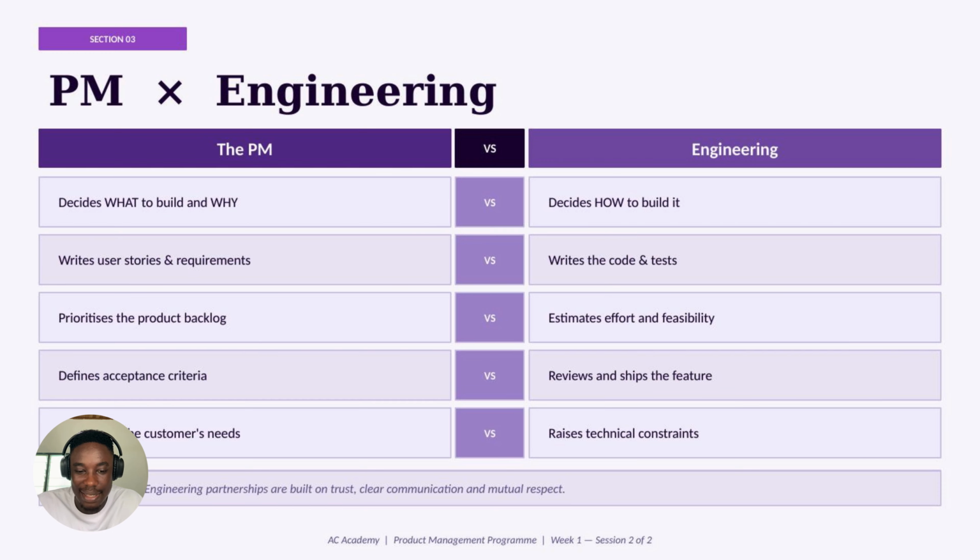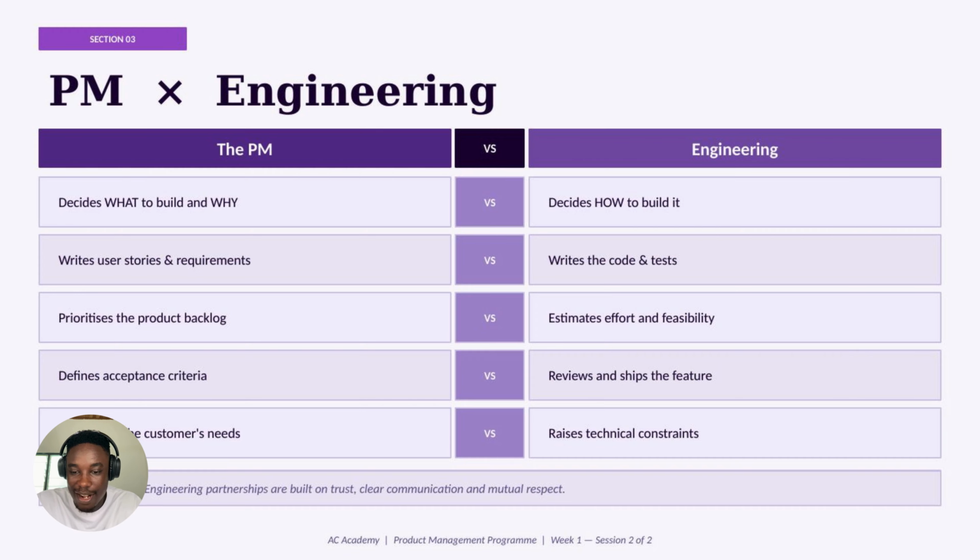It doesn't mean you are against each other. It just means you each own different parts of the process. So the best product manager engineering partnerships are built on trust, clear communication, and mutual respect. You have to know your boundaries as a product manager while the engineers know theirs. So the engineers don't want to be told how to build it. They want to understand why they are building it, and they will take it from there, trust me.